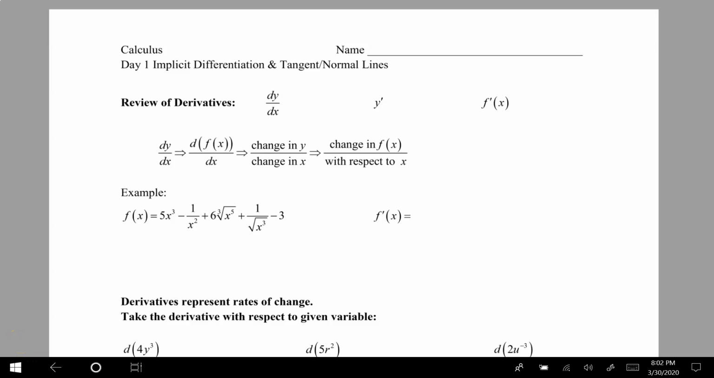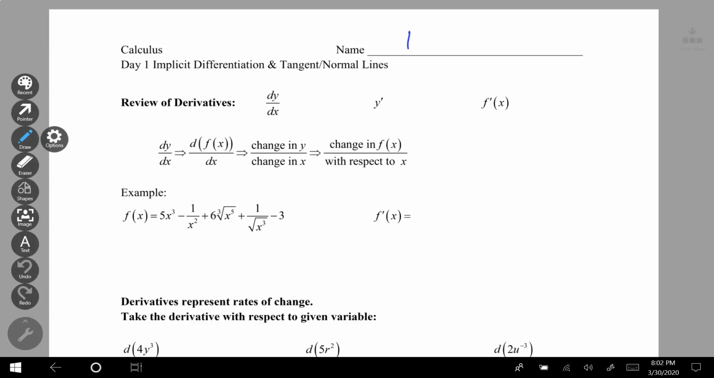Day one, we're going to review some implicit differentiation. I'm going to use my stylus on the board. When I put it on the board, it will click. I'll try to do it softly, but this is the best way for me to do this. We'll have to deal with it.